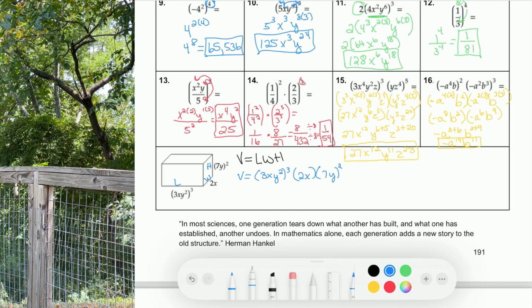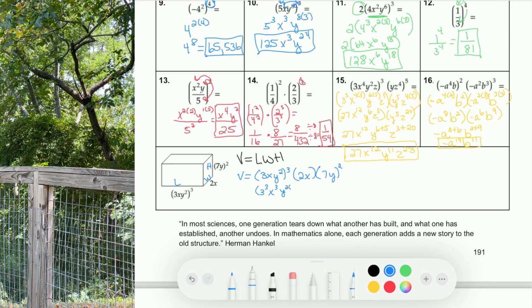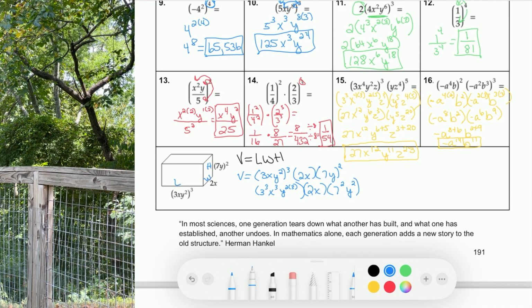I'm going to distribute and get 3 to the power of 3, x to the power of 3, y to the power of 2 times 3. Keep that 2 times the x here, and nothing changes with that one. Distribute this, I get 7 squared y squared. Now I'm going to simplify that out. 3 to the power of 3. 3 times 3 is 9, times 3 is 27. Keep that x to the power of 3, y to the power of 6. We still have our 2x. 7 squared is 49, and then we have our y squared.